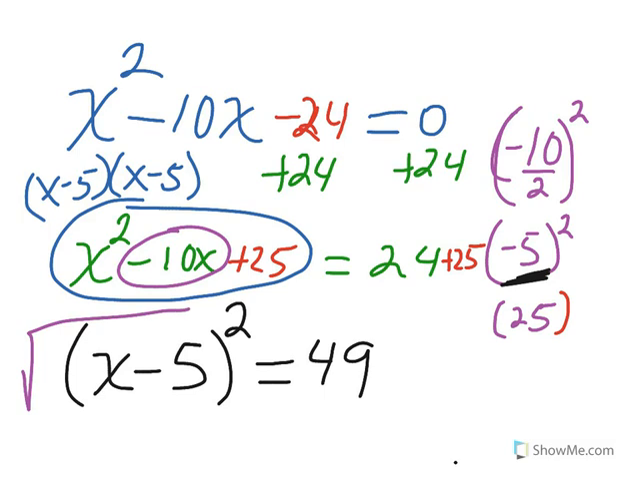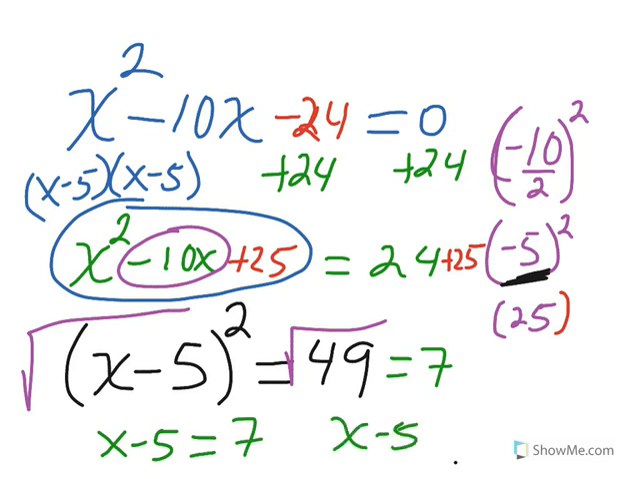So I'm going to take the square root of both sides. When I take the square root of something, it turns into plus or minus whatever that answer is. So this is going to be x minus 5 is equal to, the square root of 49 is 7, so 7, and then x minus 5 is going to be equal to negative 7. To solve for x, I'll add 5 to both sides. I get that x is equal to 12, and x is equal to negative 2.